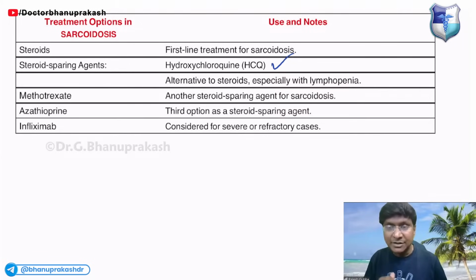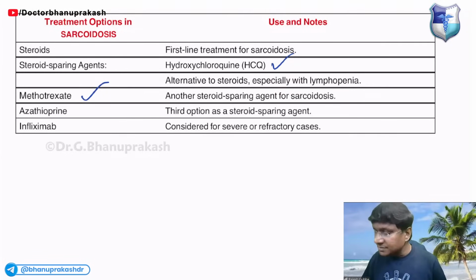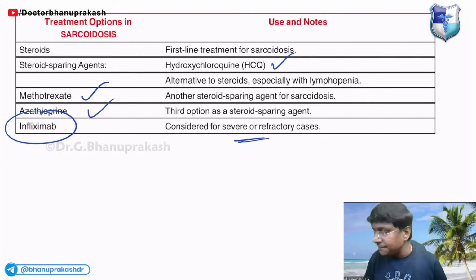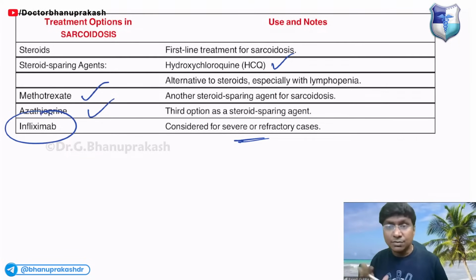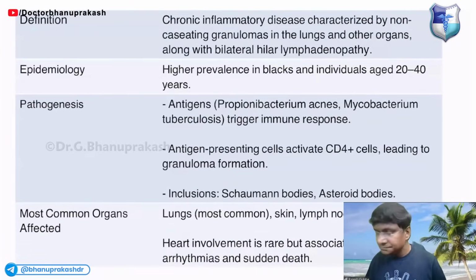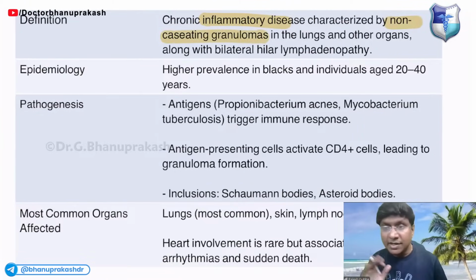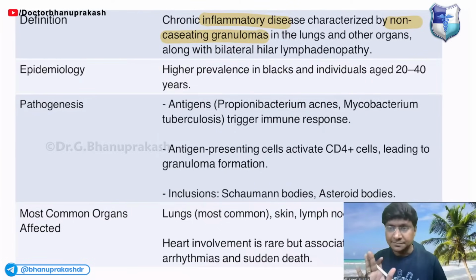When will you give methotrexate? Methotrexate is another steroid sparing agent, right? And what is the third steroid sparing agent? Azathioprine. When will you give infliximab? You will give infliximab whenever there are severe or refractory cases. So this is about the treatment in sarcoidosis. Let me just quickly recap sarcoidosis. What is sarcoidosis? This is also a chronic inflammatory disease where you have the presence of non-caseating granuloma in the lungs and other organs. But the common organ which is affected is the lung.